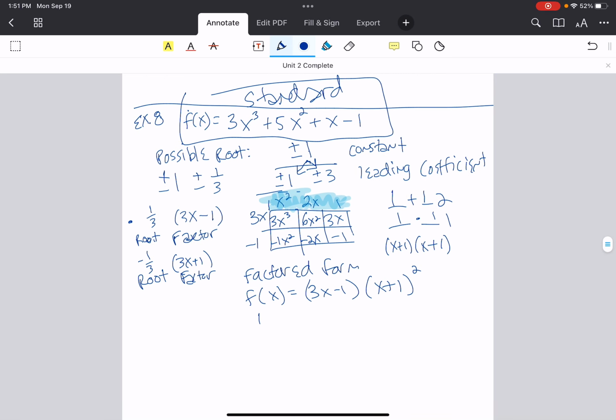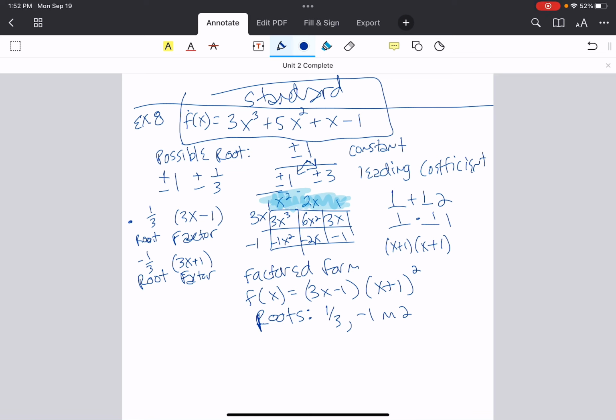And then if I wanted to list all of its roots, because it depends on what it asks on your homework, I would say 1/3 and -1 multiplicity 2. Is that making sense from what we've been doing? Yeah. We're putting it all together, making our connections.